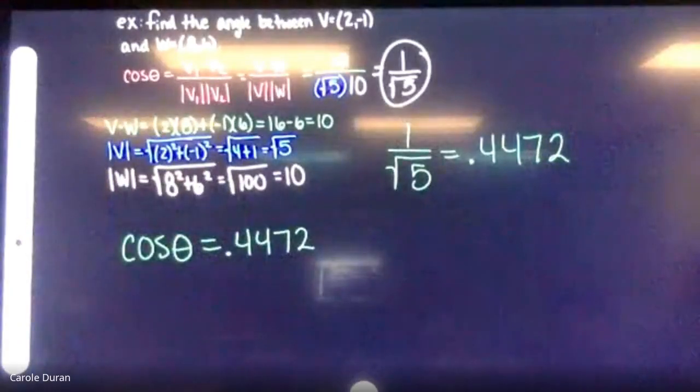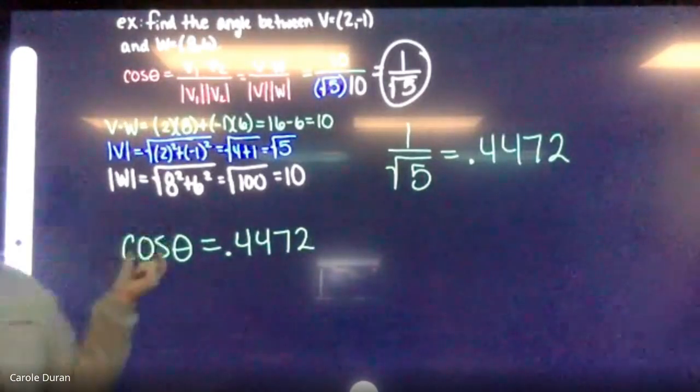Did we get 0.4472? Anybody confused? Please say no. No, none of us are. Did this answer my question? No, absolutely not. My question was, what was the angle between the 2 vectors?